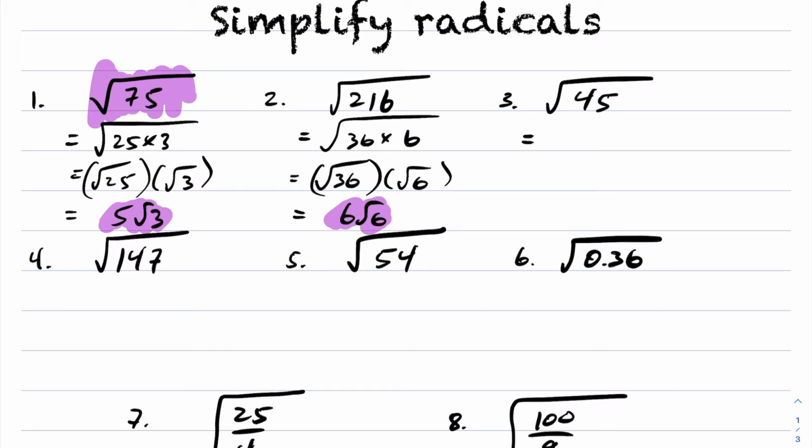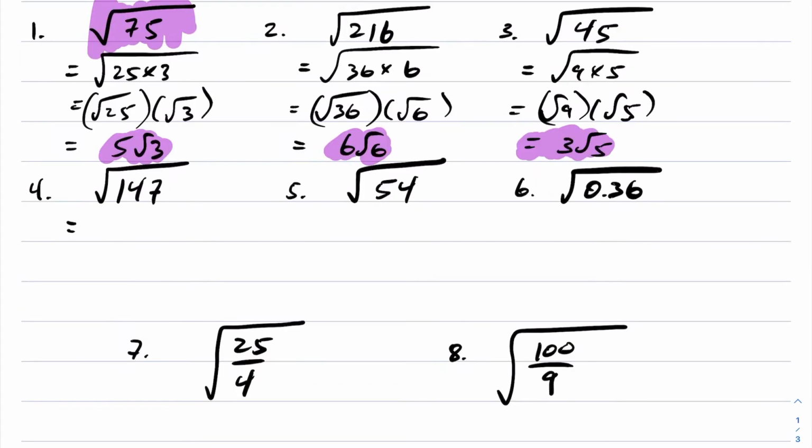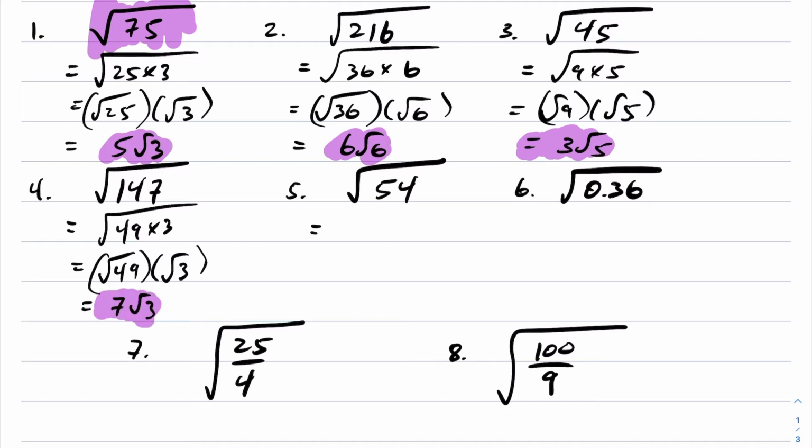45, the largest factor is 9, so this would be 9 times 5. And again, this will be the root of 9 times the root of 5, which is going to be 3 root 5. 147 breaks up into 49 times 3, which in this case here, that'll be the root of 49 times the root of 3, which is 7 root 3. 54, that'll be 9 times 6, and that'll be root 9 times root 6, which is 3 root 6.